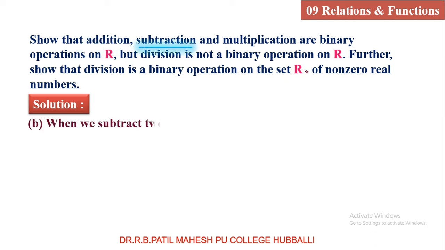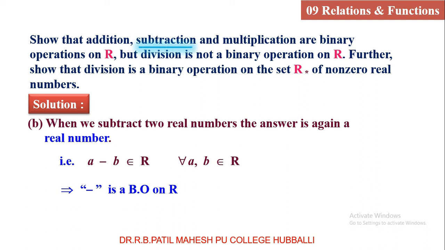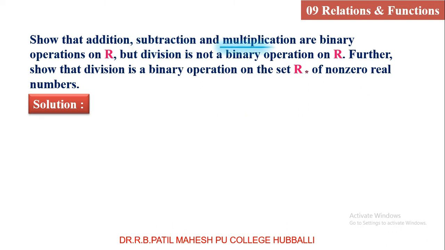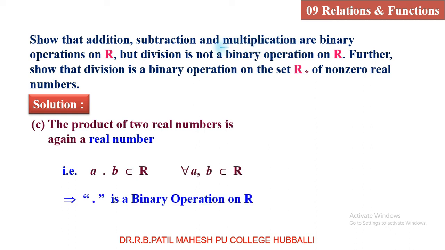When we subtract two real numbers, the answer is again a real number, definitely. So A minus B belongs to R for every A, B belongs to R. Therefore, this satisfies the definition of binary operation. So minus is a binary operation on the set of real numbers. Then for multiplication, the product of two real numbers is again a real number, no doubt. So A into B belongs to R for every A, B belongs to R. So multiplication is a binary operation on the set of real numbers.